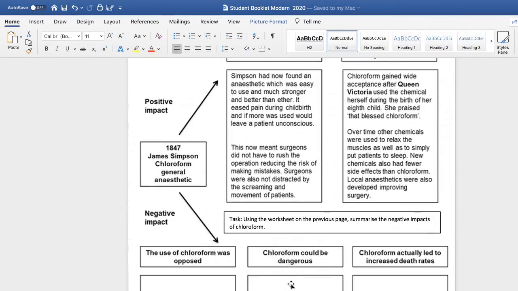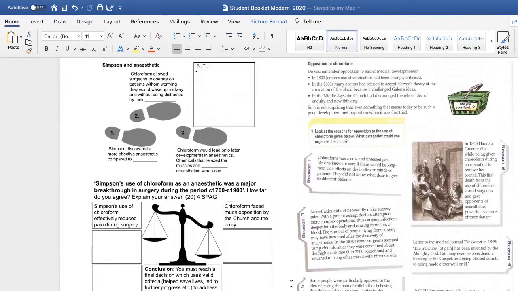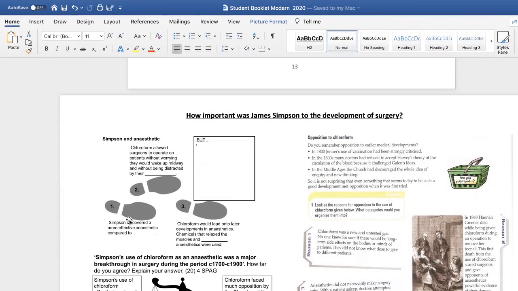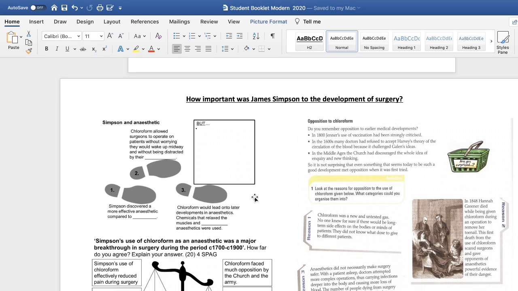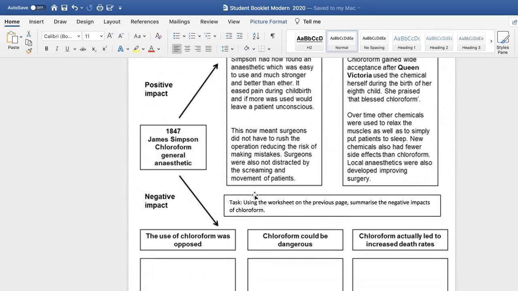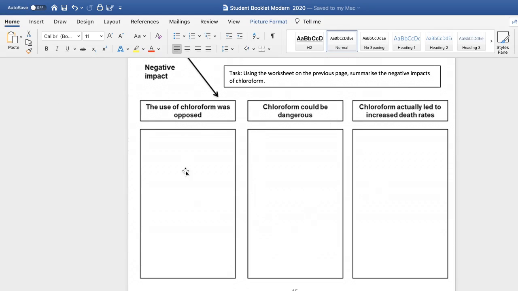After you finish that, read through the steps, fill in the gaps, and then write in the 'however' box about why he was not so important to the development of surgery, because he was, but what can you pick out? Remember, it's all about evaluating each person and finding other reasons why he's not effective, and you'd be using the information you've put here for that. Okay, thank you.